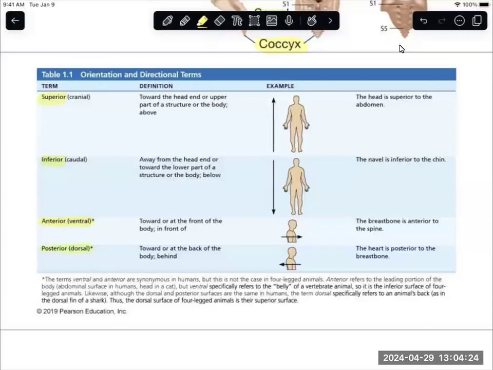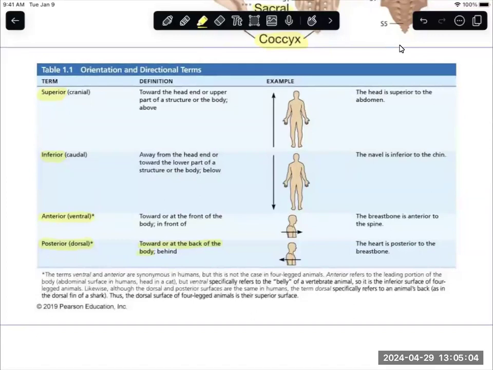Posterior or dorsal. You will hear dorsal in other places throughout the semester as well. Dorsal just means that it's towards the back of the body, as this states right here, or it's behind something else. So your small intestine is posterior to your navel, that belly button. Your heart is posterior to that breastbone. So there's a lot of different ways we can go through this.